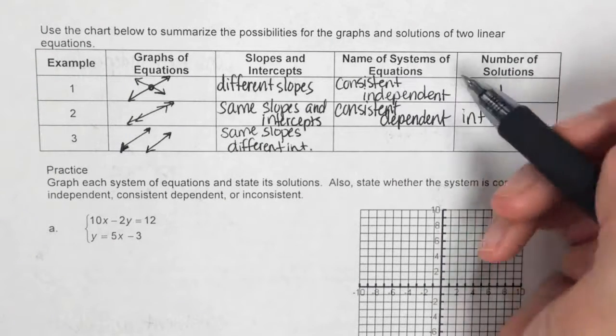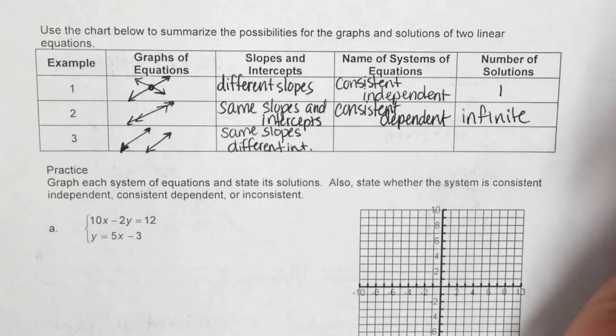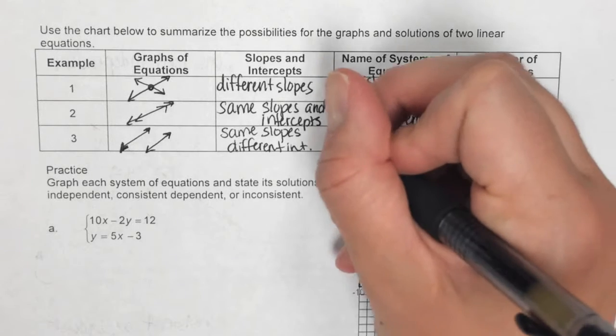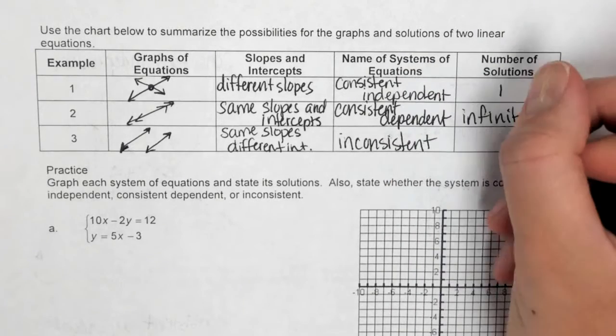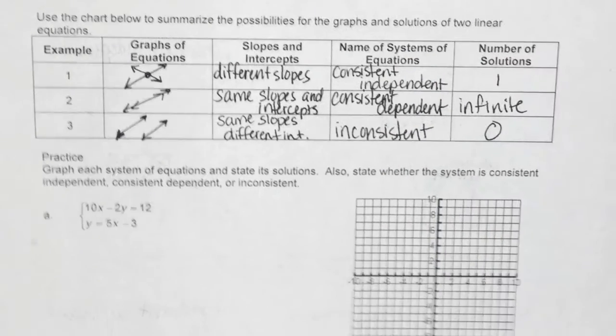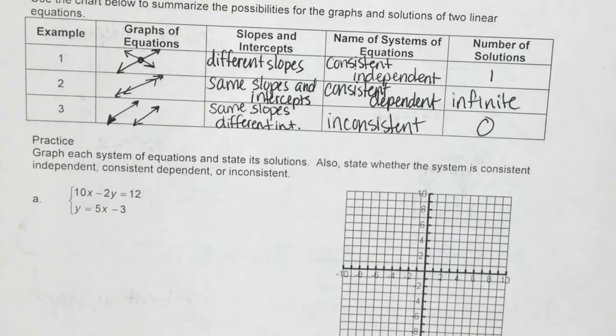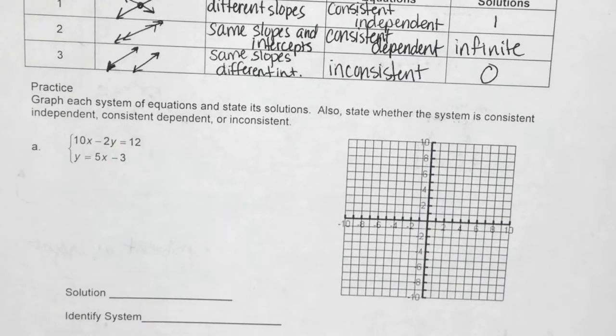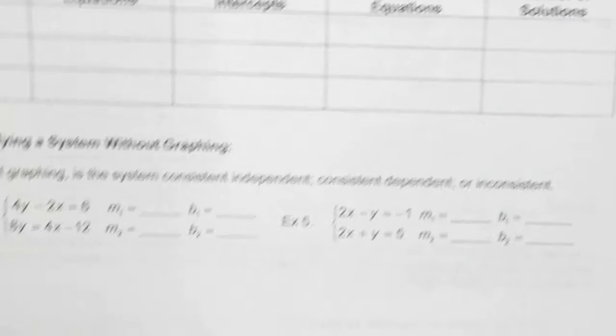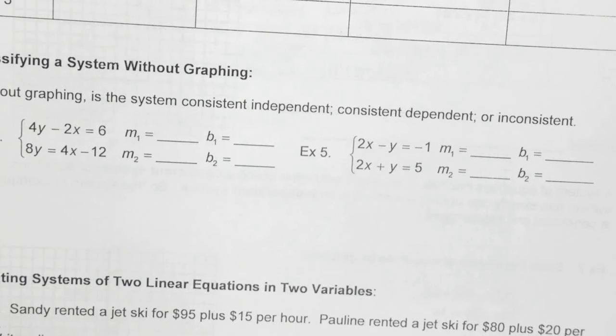Okay. The name of the system of equations would be inconsistent. And how many solutions were there? 0. Okay. Let me grab another. Okay. I think this is the same. So from here on out, my sheet doesn't match yours, right? But you have kind of this situation here, right?